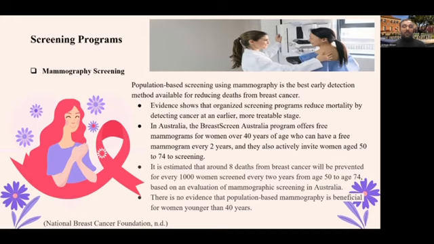It is estimated that around 8 deaths from breast cancer will be prevented per 1,000 women screened every 2 years from age 50 to 74, based on evaluation of mammographic screening in Australia. There is no such evidence available for India.